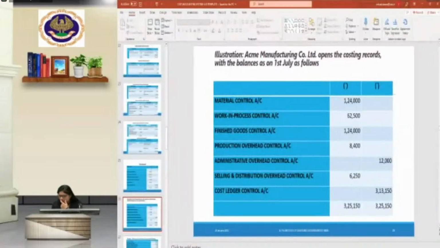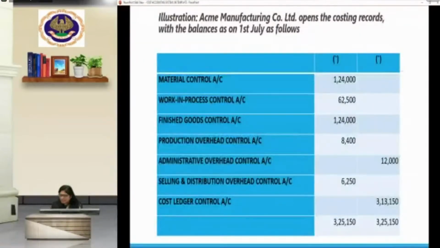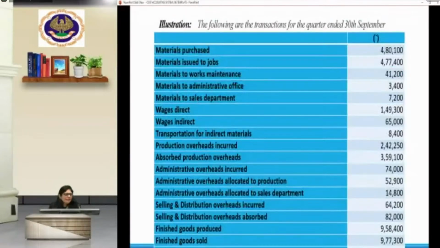Now coming to the question. So these are the balances. And now we have all these transactions. So just quickly take a note of these transactions. You have the accounts ready with you. We'll directly post the entries into the accounts. All right. So I'll tell you the entry also, and you directly post it into the account.